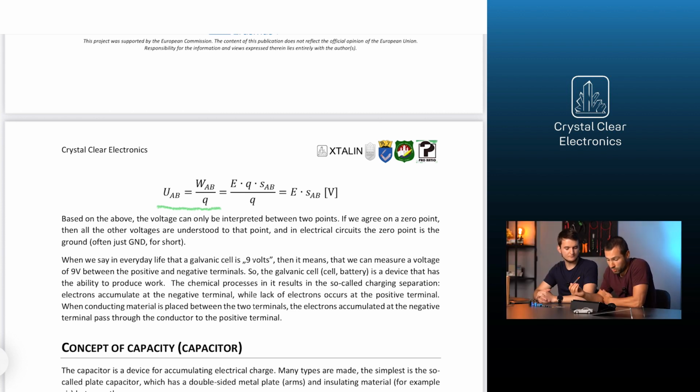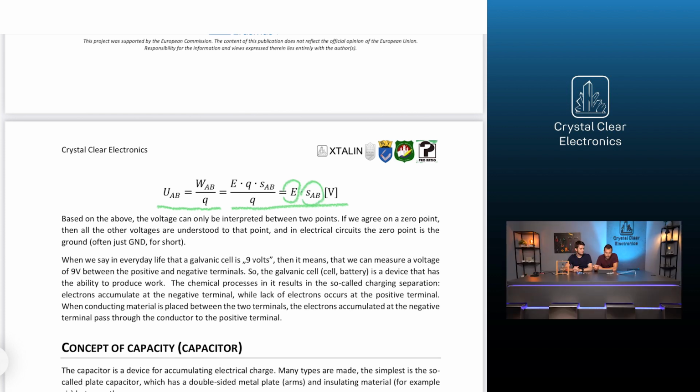Substituting the previous formula and performing the simplification, we obtain that the value of the voltage will be proportional to the magnitude of the field strength and the amount of displacement. Based on the above, the voltage can only be interpreted between 2 points. If we agree on a 0 point, then all the other voltages are understood to that point, and in electrical circuits, the 0 point is the ground, often just GND for short.